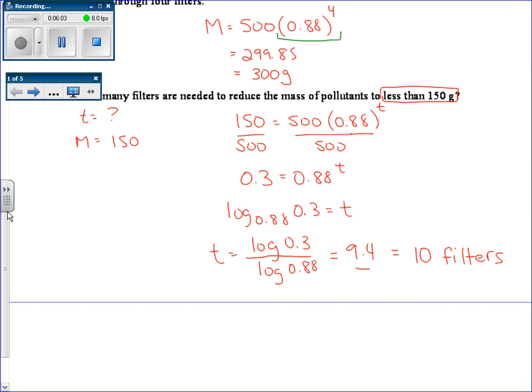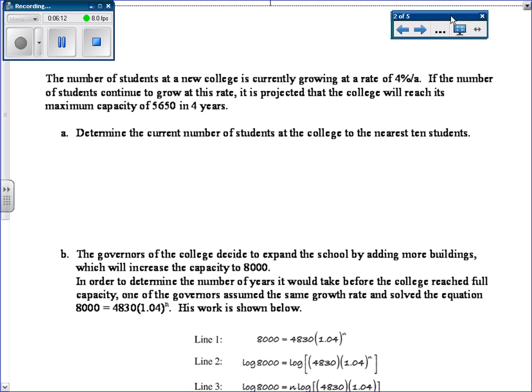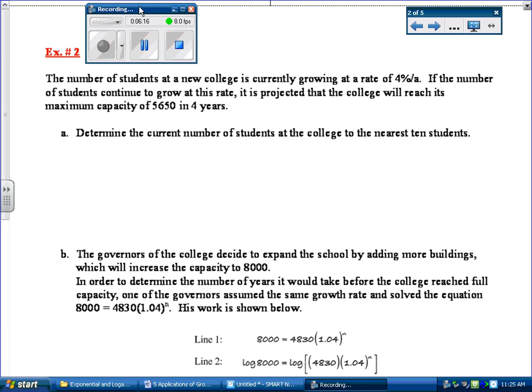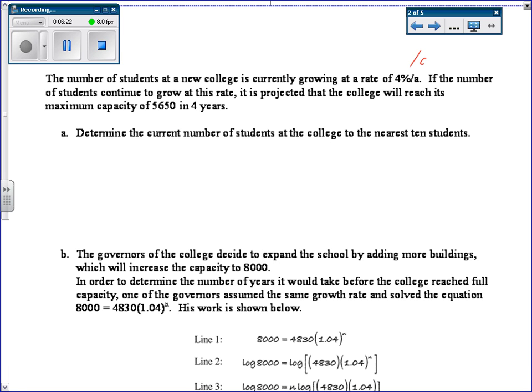Okay, so that's an exponential decay function. Let's move on to trying one that shows exponential growth. Okay, so this is example 2. It's just hidden in there. The number of students at a new college is currently growing at a rate of 4% per annum. Remember that per A means per year, or per annum, they mean the same thing.